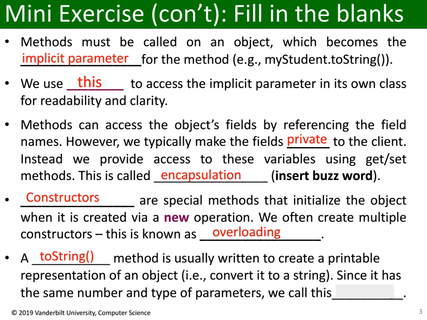Remember, overloading is when we have multiple methods with the same name, but different sets of parameters. So either a different number of parameters or different types of parameters. However, if we are defining our own toString or constructor or equals methods with the same number and type of parameters, then we are overriding.